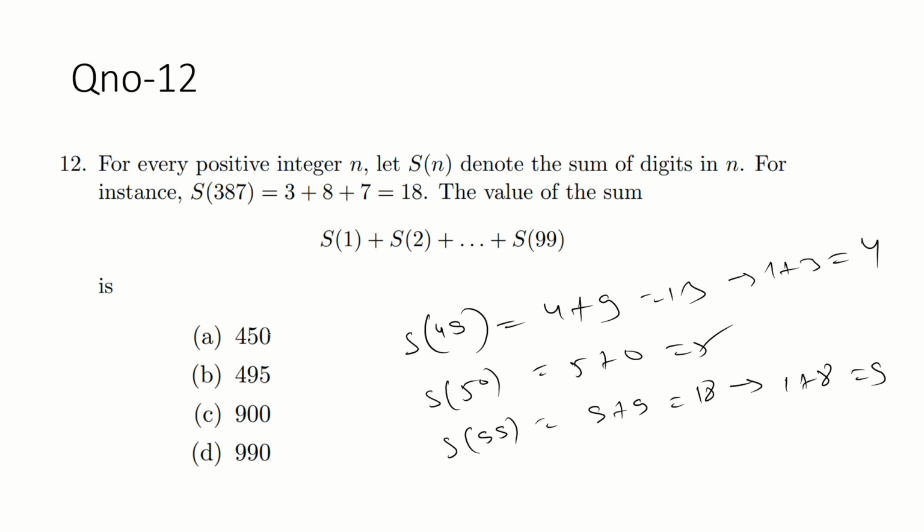Okay, guys, let's solve it. So what we have is S of 1 plus S of 2 plus dot dot dot plus S of 99, that is given. We just have to find out the value of these terms from 1 to 99. Okay, guys, before doing this question, we first have to divide the numbers into some segments. What does it mean?